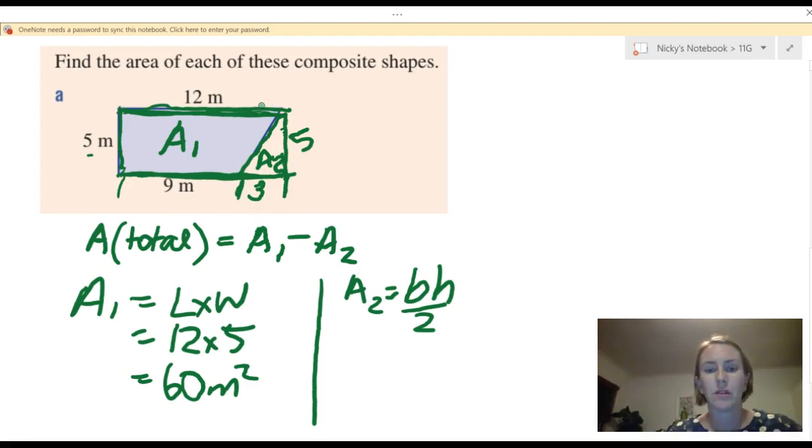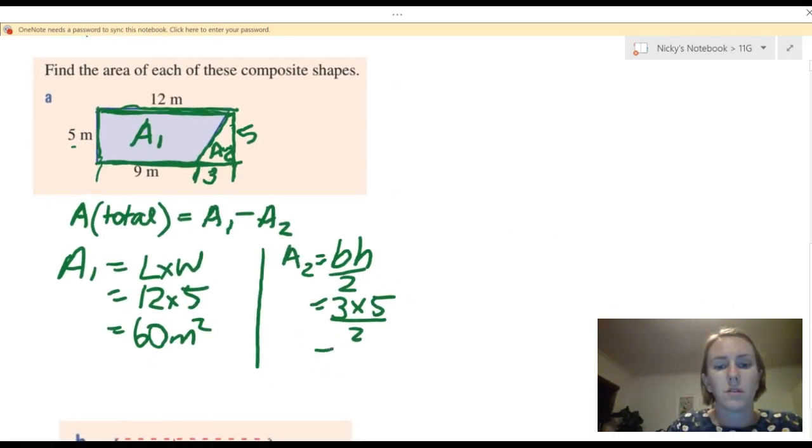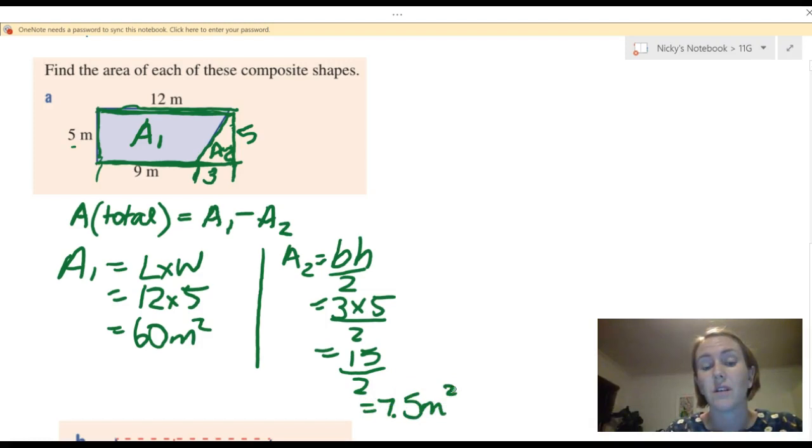Okay, now I have everything that I need to do this part of the question. So base is 3 times height is 5 over 2. Okay, so I've got 15 over 2, and that's 7.5 meters squared.